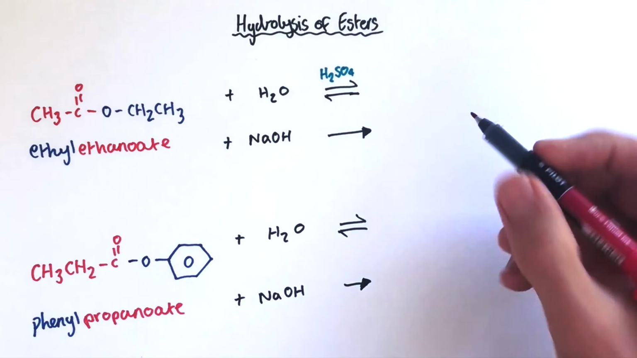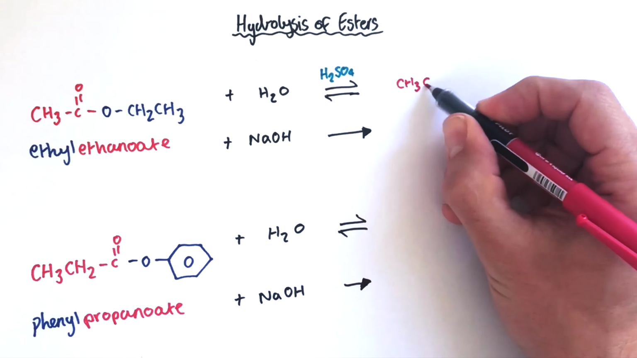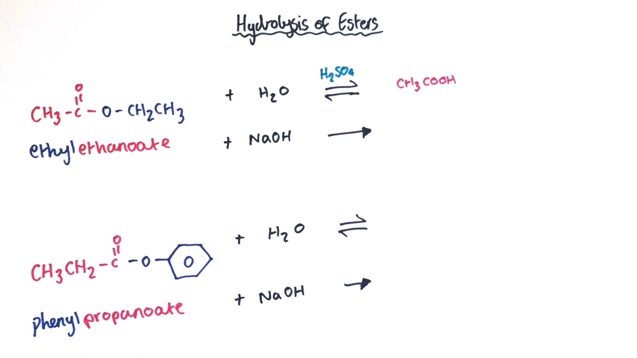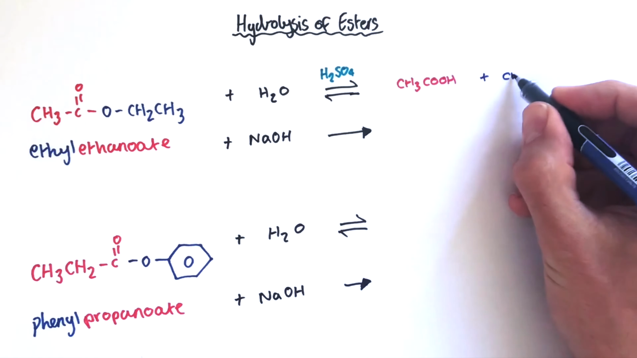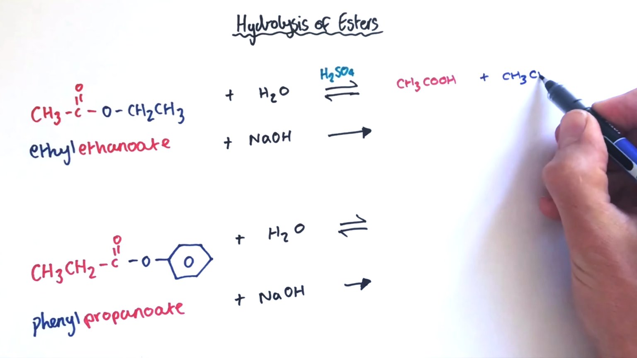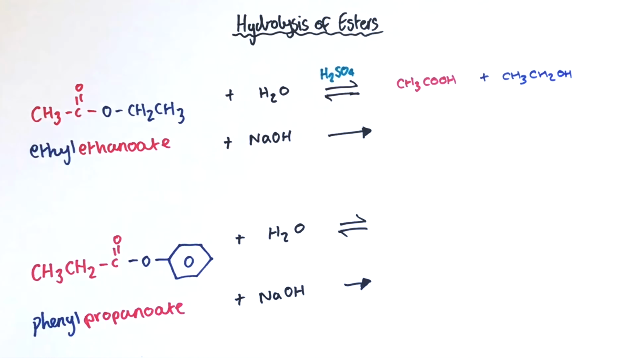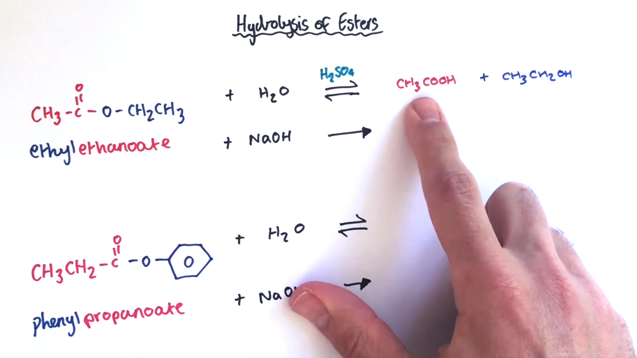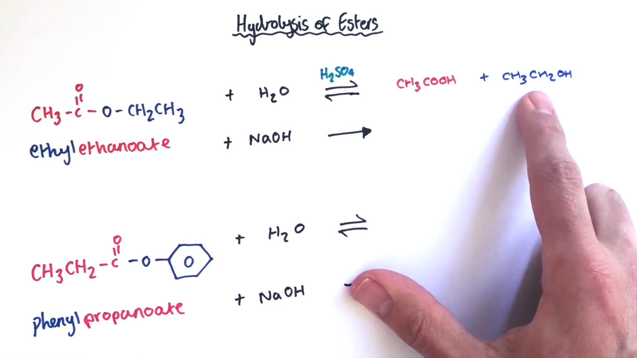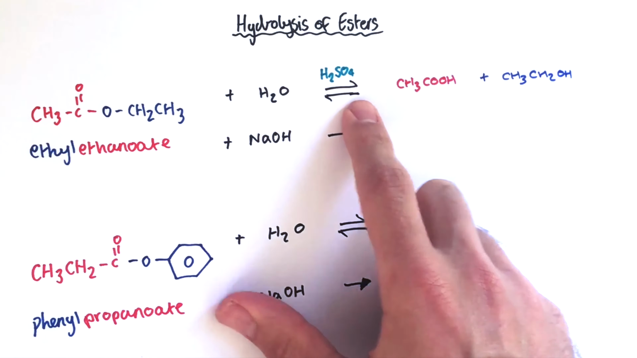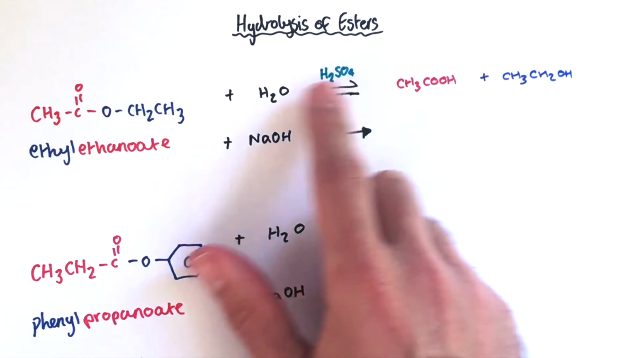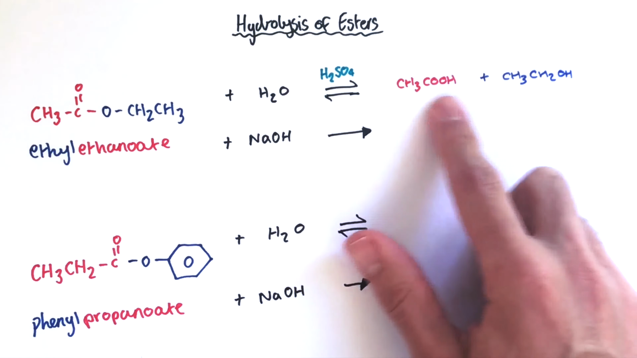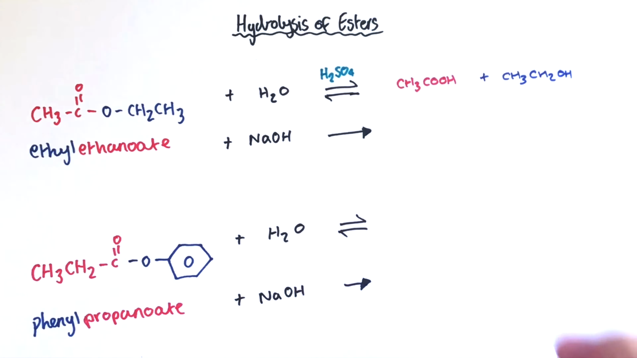Now, the products that you make: you reform the carboxylic acid, so you get ethanoic acid and the alcohol from which the ester was made. So ethanol is our alcohol. Now, being reversible, this is really important. It means that we're going to get a low yield of our carboxylic acid and our alcohol from this reaction. Because the reaction is moving backwards and forwards, we're not going to get a full 100% yield of these two products. So that's the first key thing, we've got a low yield from that reaction.